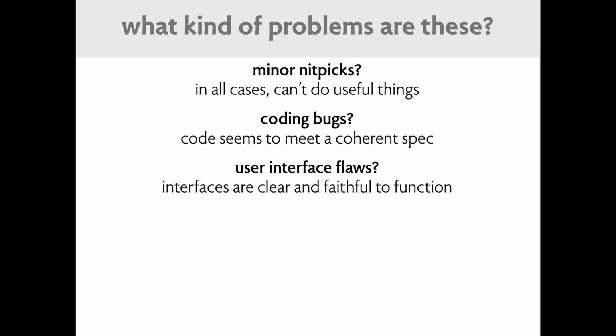So what kinds of problems are all of these? Well, I would argue they're not minor nitpicks, because in all these cases, they actually prevent you from doing your work. They're not coding bugs, because we could all write a coherent specification for these, and I don't believe any of them have been reported as bugs. I would also argue they're not user interface flaws, because the user interface is perfectly clear, and it's faithful to the underlying function. The problem is that in all three cases, these systems just don't do what you want them to do. So that's what I'd like to investigate.